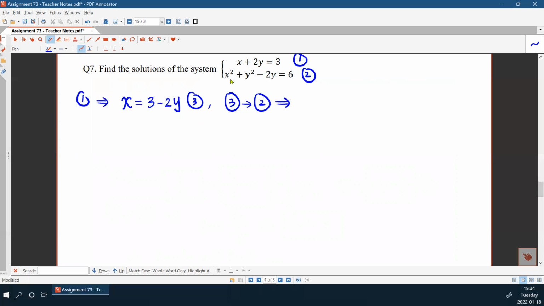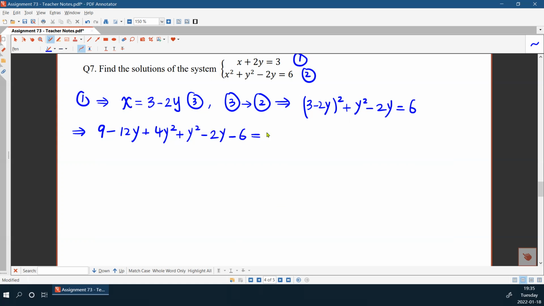And this will give us, okay, left side is x squared. X squared is actually (3 minus 2y) squared. Then plus y squared minus 2y equals 6, right? And then let's simplify this new equation. So (3 minus 2y) squared is 9 minus 12y plus 4y squared, then plus y squared minus 2y minus 6 equals 0, right? So first of all, 4y squared plus y squared is 5y squared. Then minus 12y minus 2y gives us minus 14y, right? And then 9 subtracted by 6 gives us plus 3 equals 0. Okay, now we only need to solve this equation here.